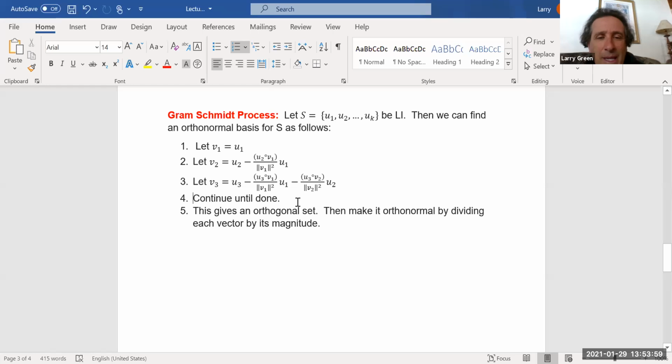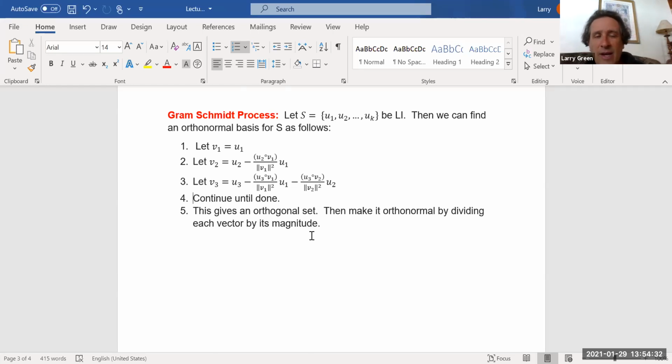Now that will be orthogonal, but not orthonormal. But you all know, hopefully, how to get an orthonormal set out of an orthogonal set, and that is you just divide by the magnitudes. And that gives you your orthonormal set. And that's called the Gram-Schmidt process. Any questions on this idea? Okay. And this always works.